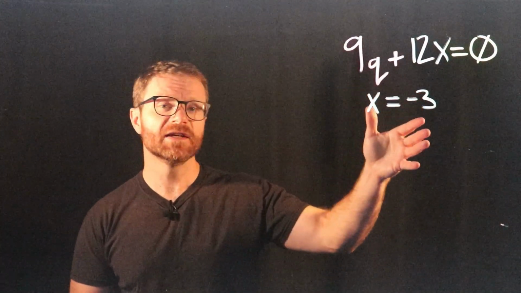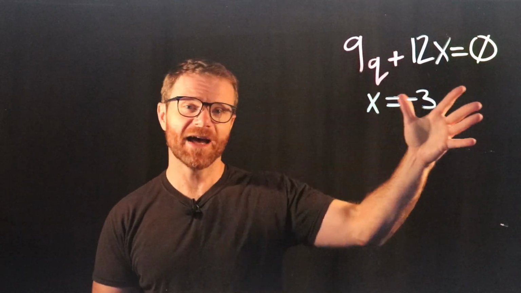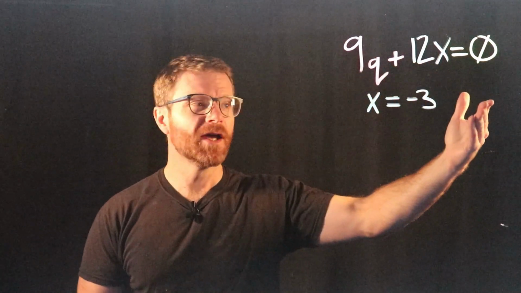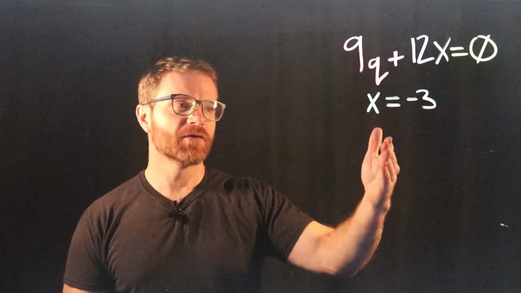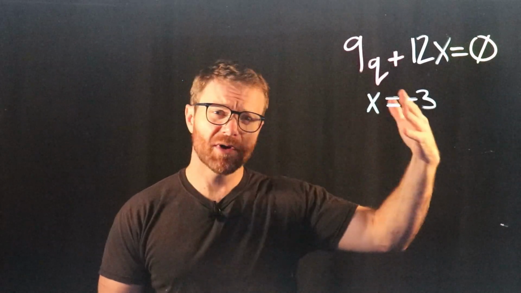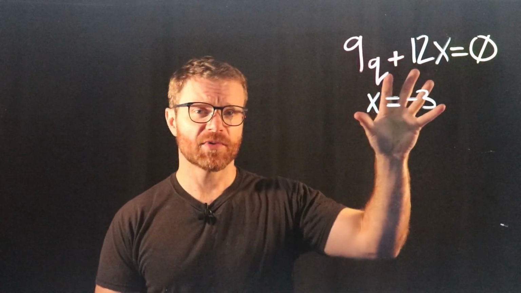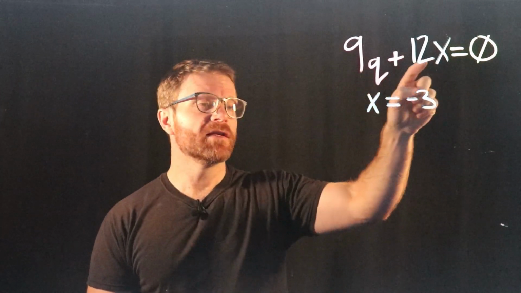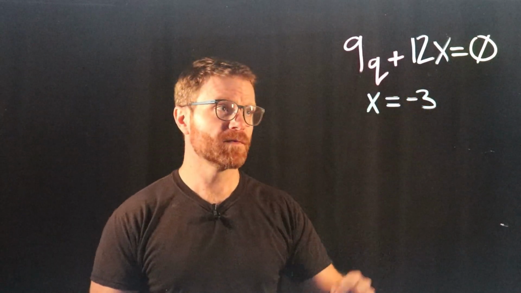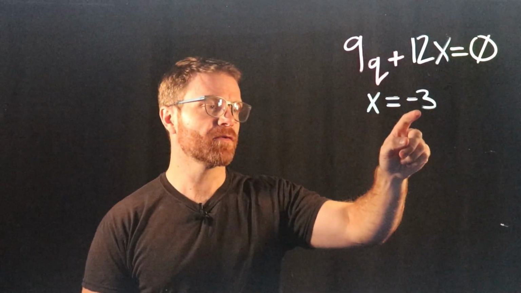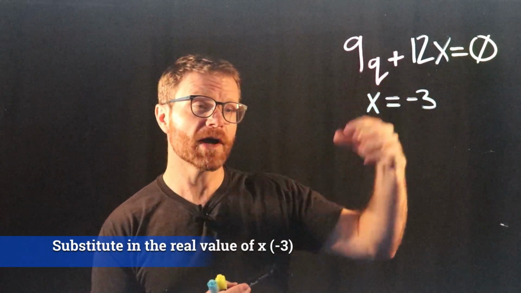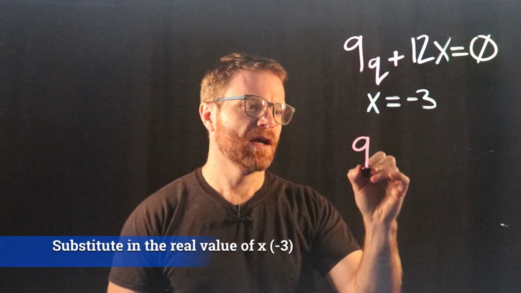Okay, here you can see another problem. This one doesn't have any units. It's simply 9q plus 12x equals 0. And it tells us that we know the value of x is equal to -3. So we start this problem exactly the same way as we started the last problem. If we know any of these variables, we could substitute in what we know for the variable. So since we know x is equal to -3, instead of x, we can just write -3 there. So let's rewrite that with that substitution.